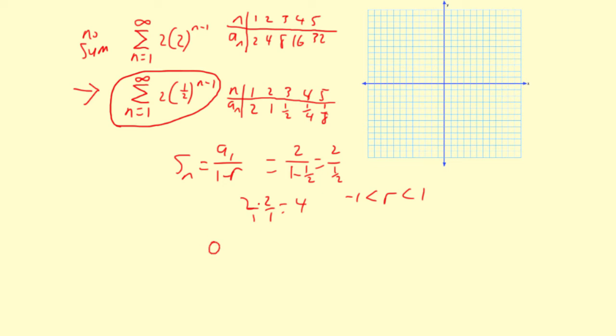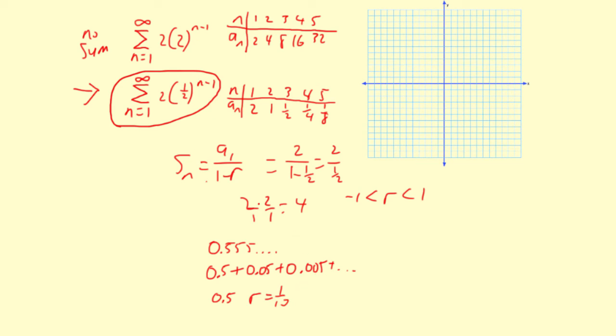So an interesting application of this is writing repeated decimals as fractions. Say you have the repeated decimal 0.555... Well, you can write this as a sequence. So your first term here is 0.5, and your ratio is 1/10, because each term is being multiplied by 1/10.